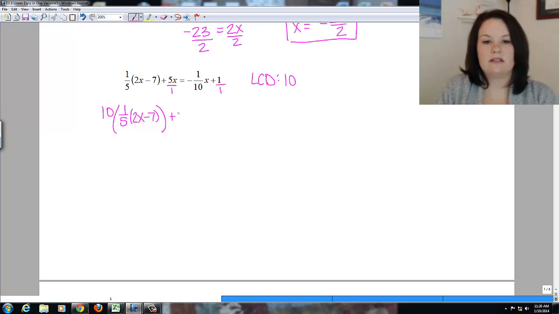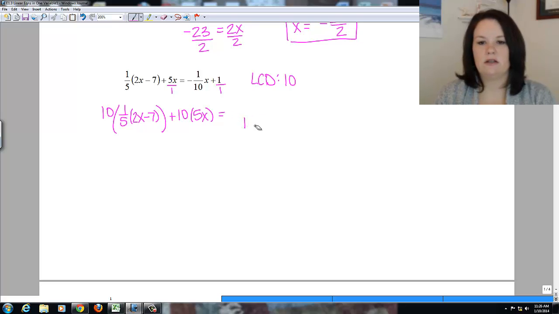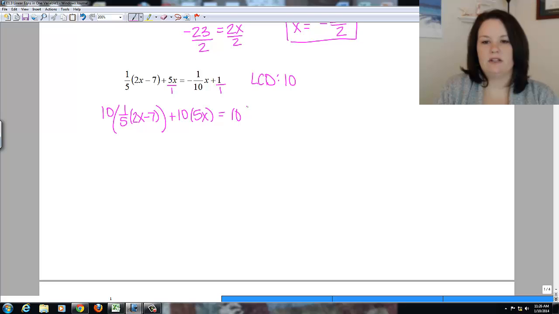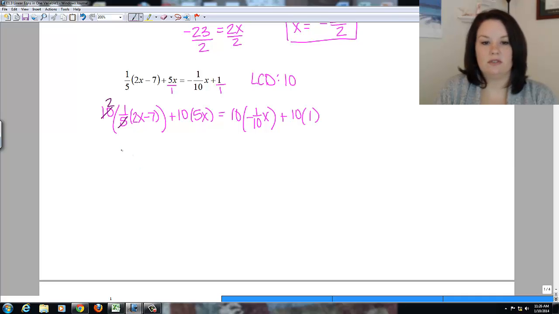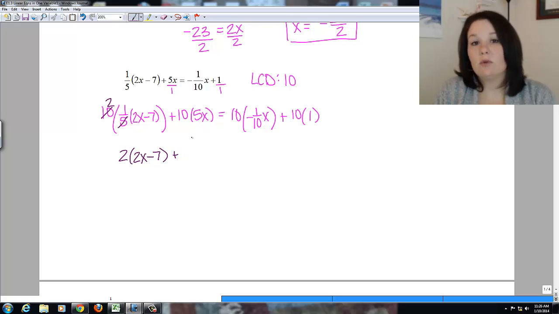Okay. Notice that first term is all one piece. Because it's being multiplied together, we don't have to multiply 10 to each little individual piece of it. Oops, forgot to multiply by 10. On the right hand side, I'm going to do 10 times the negative 1/10 x plus 10 times 1. Okay. And then all I have to do is reduce my fractions away, just like before. Here, 5 goes into 10 2 times, so I'm left with 2 times the 1 that was on top, which is 2, times that remaining quantity, 2x minus 7. My second term, there's nothing to cancel, so I can go ahead and multiply those together.